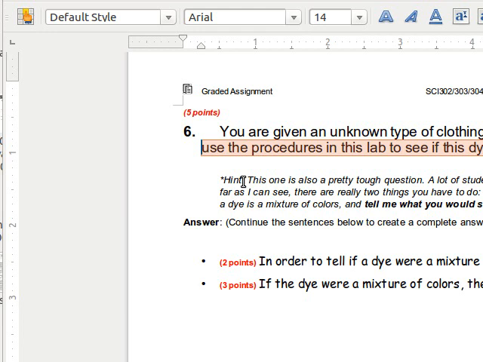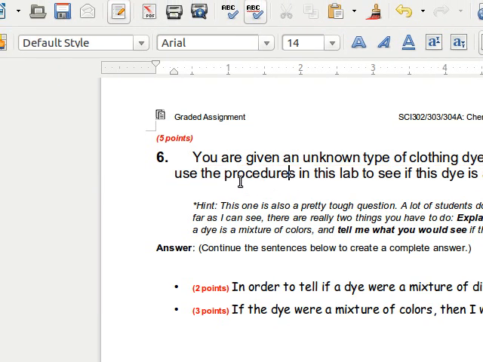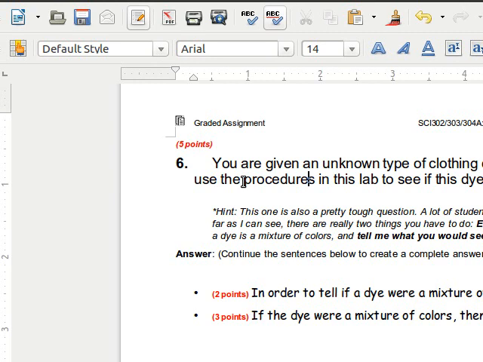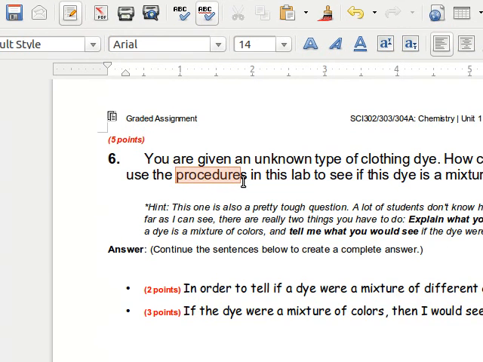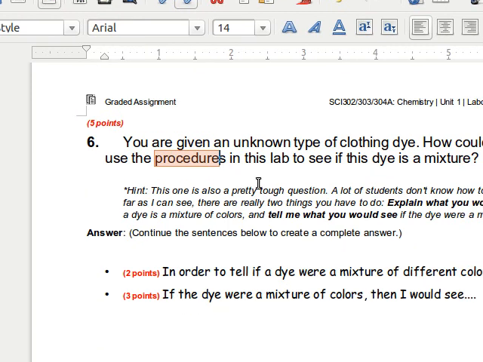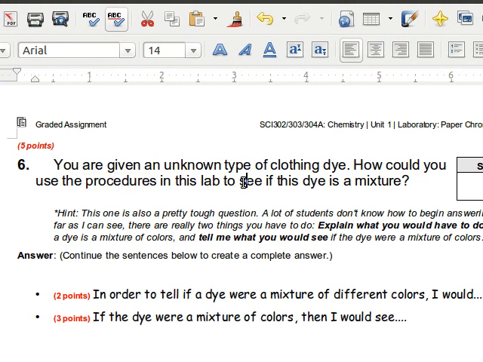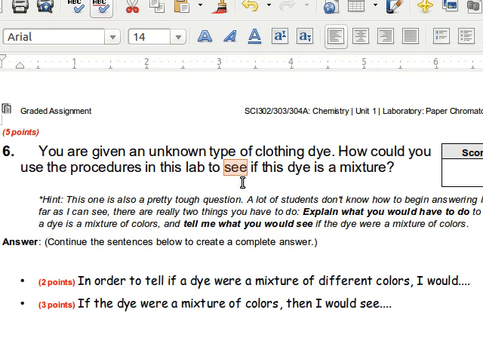Well, let me make this simple for you. I think there are basically 2 things you have to do. One, you have to tell me what you would do. So what is the procedure you would use? And then you'd have to tell me what it is that you would see if this dye is a mixture. So how could you tell if the dye is a mixture? First, what would you do? And then what would you see to tell you if it's a mixture or not?